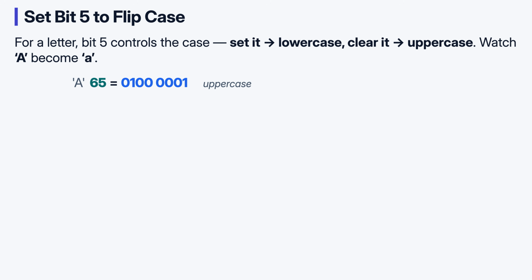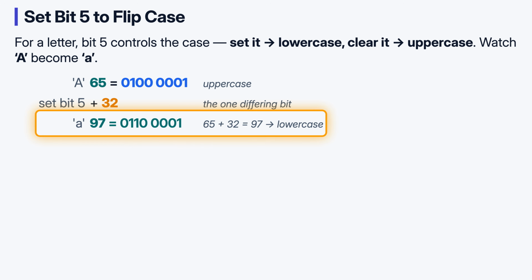Let us change case with arithmetic. Start with A, the code 65 in teal, with its bits 0100 0001 in blue. Now set bit 5 by adding its value, 32, drawn in amber because it is the 1 bit we are changing. 65 plus 32 is 97. 97 is the letter a, 0110 0001, committed in teal. Adding 32 forced the letter to lowercase, and subtracting 32 would force it back.